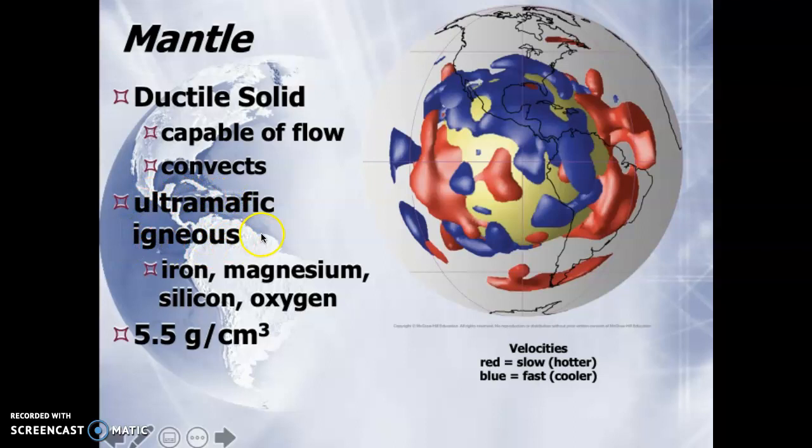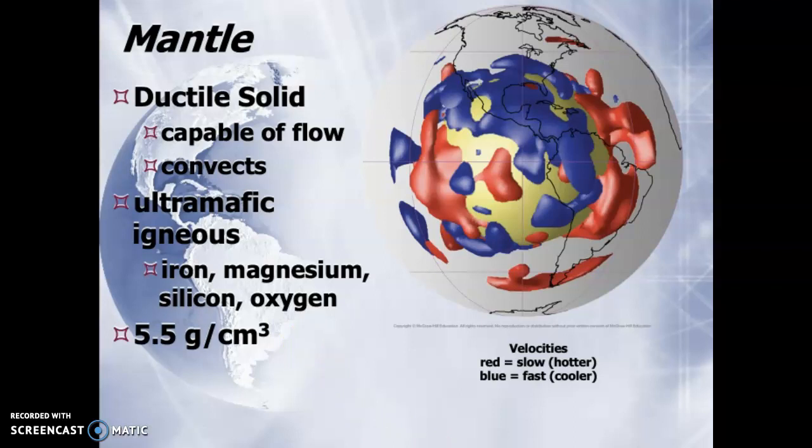Its composition is ultramafic. You might remember when we looked at igneous rocks, one of those rocks was green. That is roughly the composition of the mantle. It's mostly iron and magnesium, with smaller amounts of silicon and oxygen. You'll notice that the density right here is about 5.5 grams per cubic centimeter on average, which is quite a bit less than the core, and that's why it sits above the core, because it's less dense.